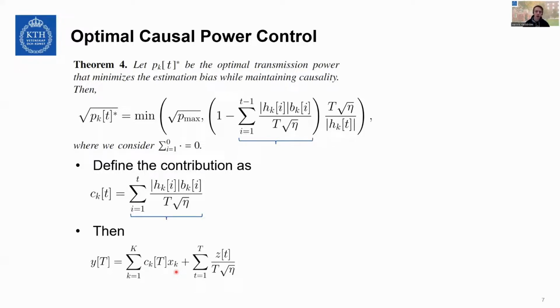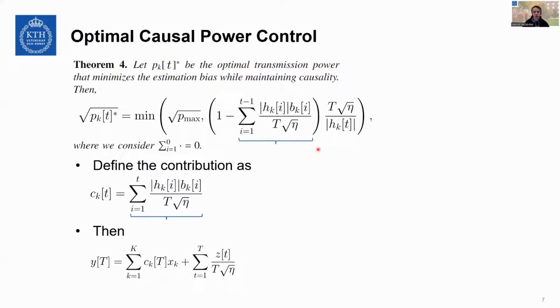In other words, if you limit yourself to a maximum of capital T transmissions, then after T transmissions, you want to make sure that all of these contributions equal 1, because then every device has reached a full contribution to the sum at the receiver.